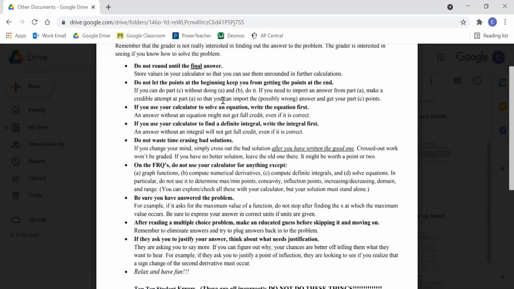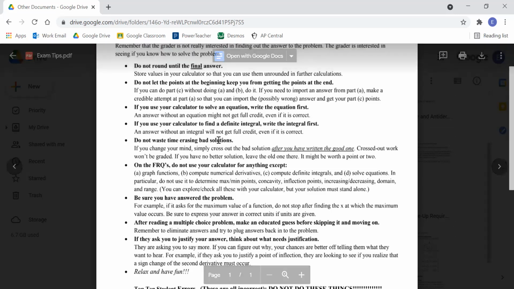If part C requires an answer from part A, even if it doesn't make any sense, do something that looks like calculus in part A to get an answer. Use that answer from part A for your work in part C, where you needed an answer from part A. And you're likely to at least get some of the points for part C.